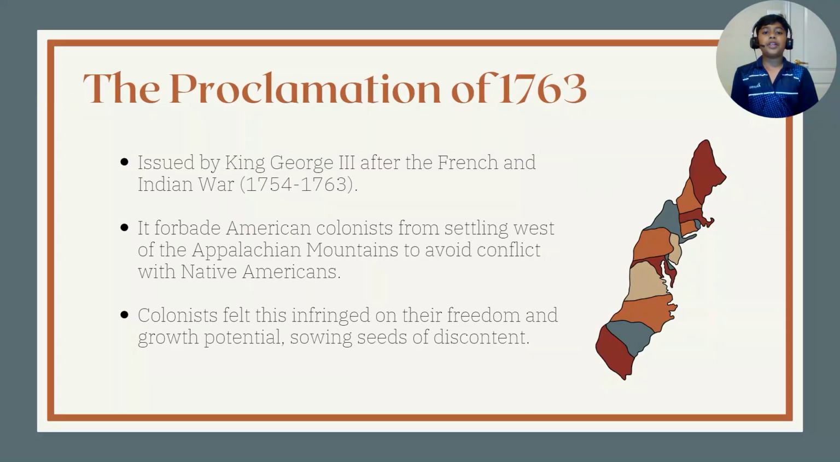The Proclamation of 1763, issued by King George III after the French and Indian War, 1754 to 1763. It forbade American colonists from settling west of the Appalachian Mountains to avoid conflict with Native Americans. Colonists felt that it infringed on their freedom and growth potential, sowing seeds of discontent.